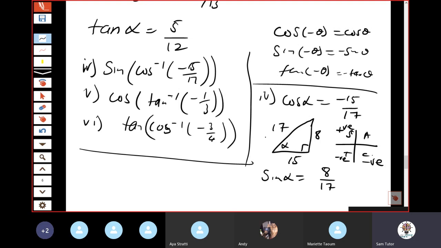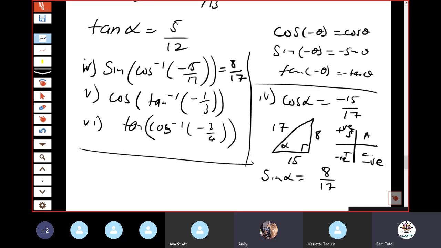And then if you want, check it out on your calculator. Plug this whole thing exactly as you see it with the inverse and the negative in. And if you've done it right, it should still give us 8 over 17. But that's the math of it. That's how you're going to work it out. Does that make sense, Andy?